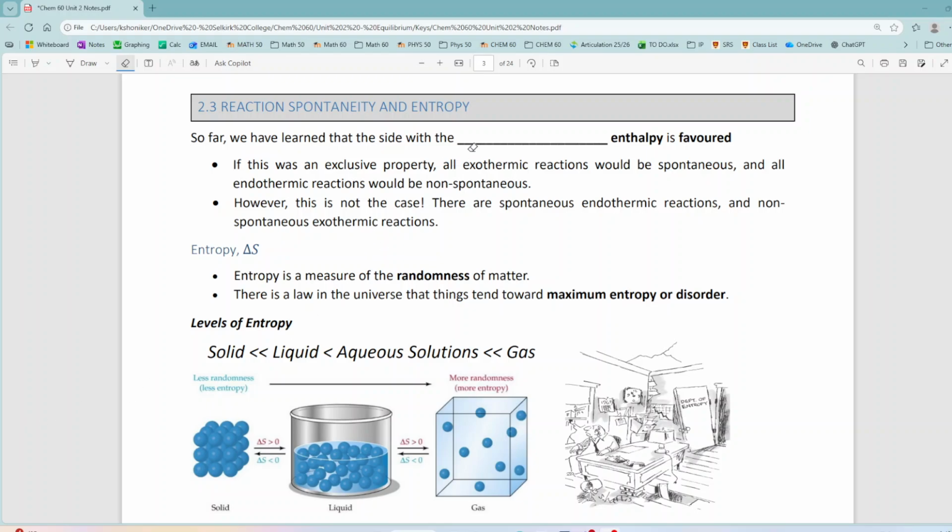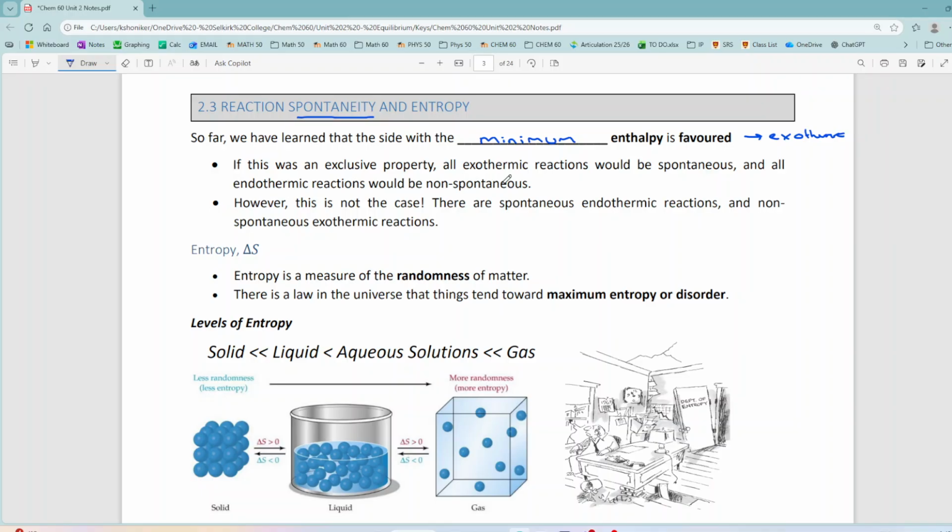All right. So far we've learned that the side with the minimum enthalpy is favored. So whatever reaction is exothermic. But this isn't the only thing that determines whether a reaction is going to be spontaneous or not. If it was an exclusive property, that means that all exothermic reactions would be spontaneous and all endothermic reactions would be non-spontaneous. And this isn't the case, right? There's spontaneous endothermic reactions and non-spontaneous exothermic reactions.